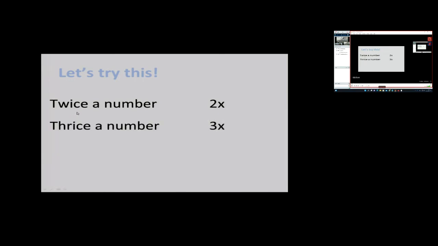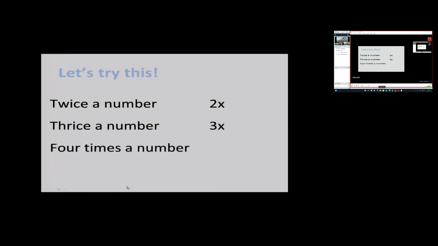How about thrice a number? So thrice means 3 times. And if your number is letter x, so thrice a number is 3x. Okay, Micah? Understand? We studied this last term as well, right?